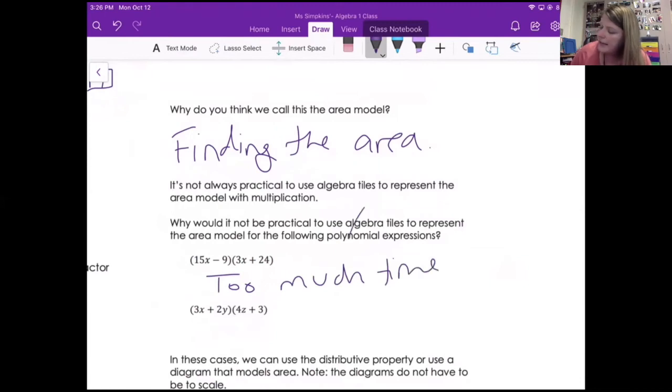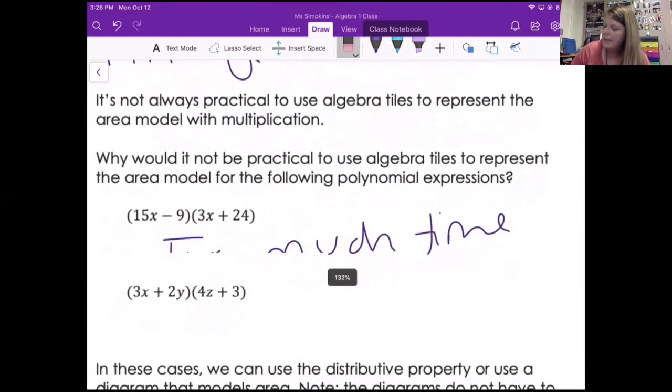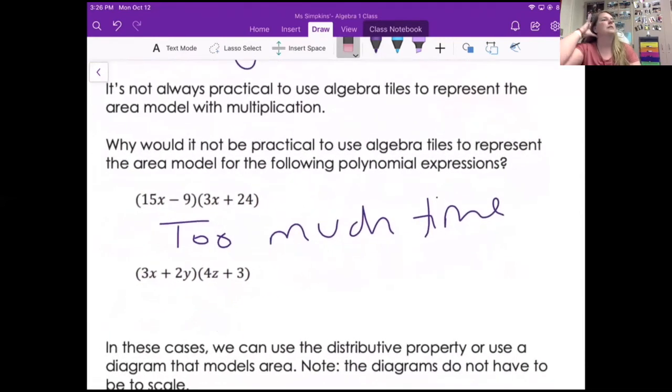Now, the second example is not too big. Why is the second example not practical to represent using the tiles? There's too many different variables. We can't use x squared. We can't use an x tile and a z tile, the same shape, because they can't represent the exact same thing. So there's different variables for the second one.